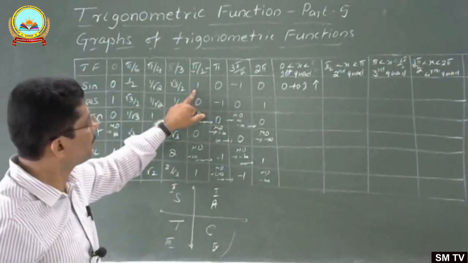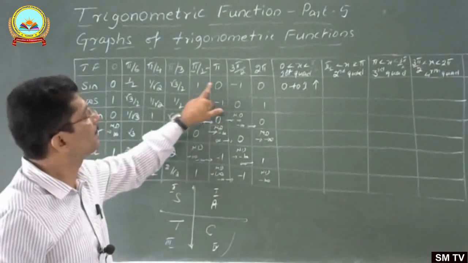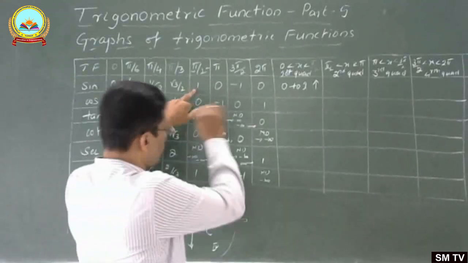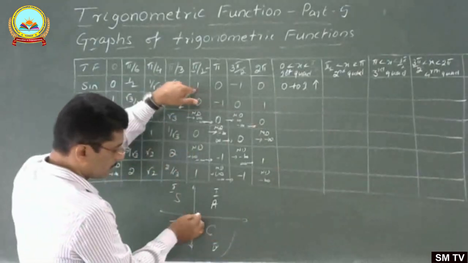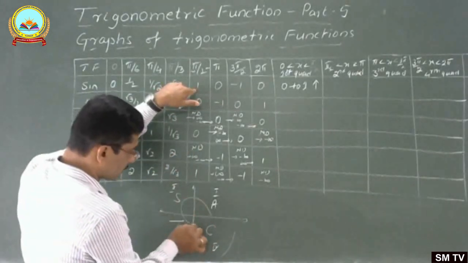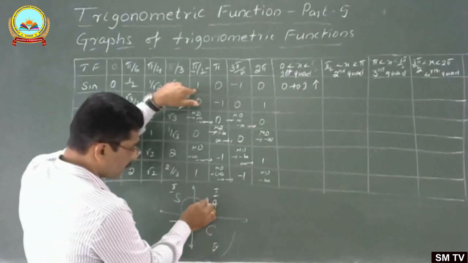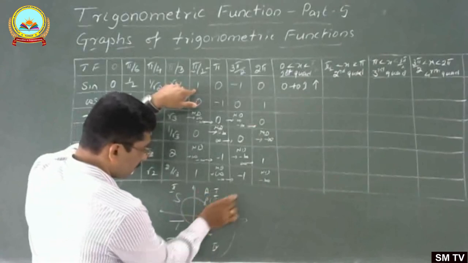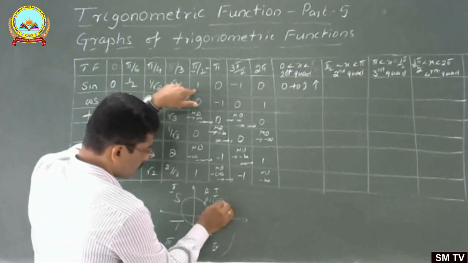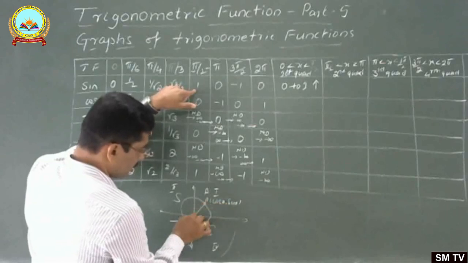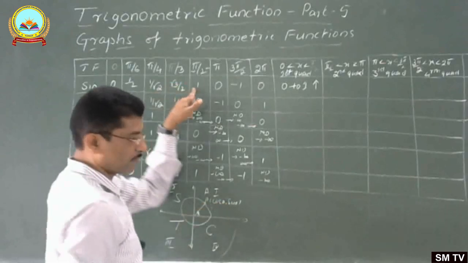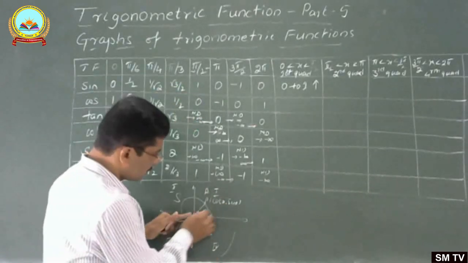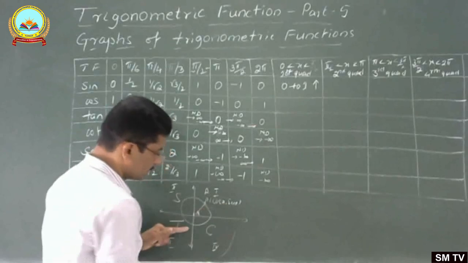At pi by 2, the sine function is 1 and at pi its value is 0. All are positive values. Here this one is 1 to 0. Suppose there is a circle here, this one is the x axis, this one is the unit circle. Here you know that P is (a, b), where a is cos x and b is sin x. This angle is x, rotating in the anti-clockwise direction. Here you know that sin x means the y coordinate.